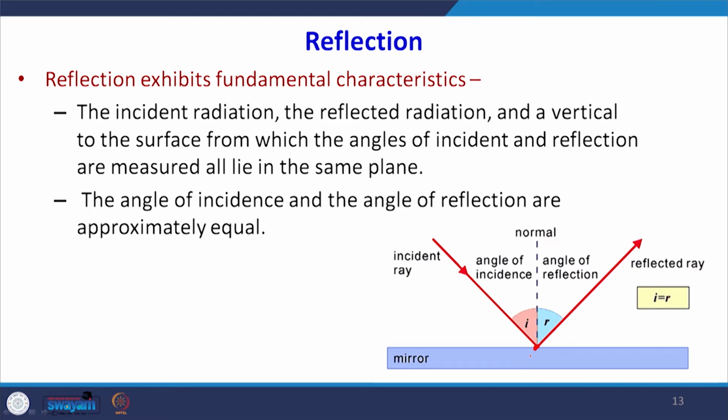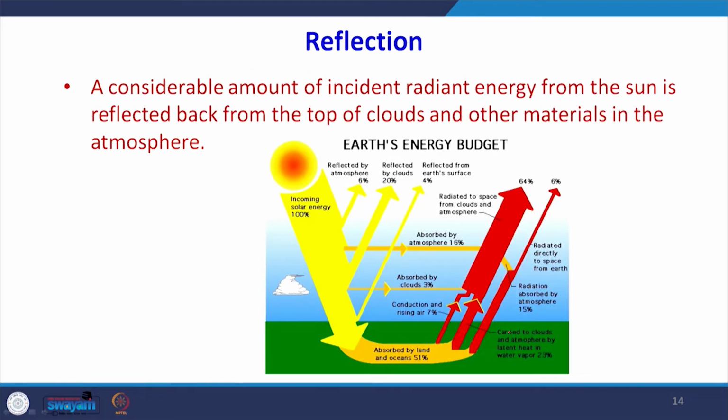So, this is the Snell's law which an ideal body like a mirror should follow, but what is happening is that because of the roughness of the surface, because of the constituents, the process is slightly different, which we have to understand. The incident radiation, the reflected radiation and the vertical lie in the same plane and they are making equal angles. But here the surface is not as smooth as the mirror. We have taken the case of the mirror here, but in reality we have different kinds of objects present on the surface.